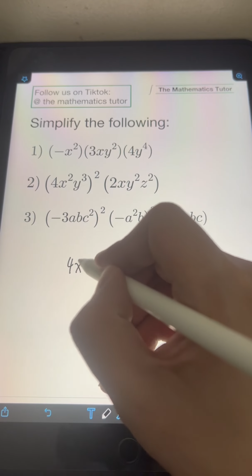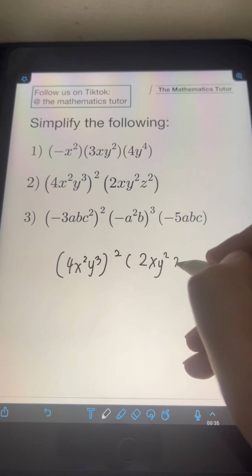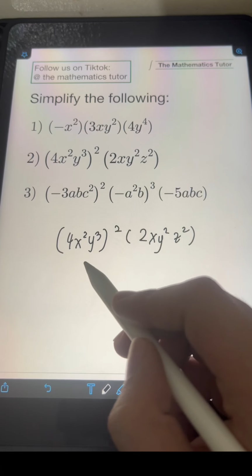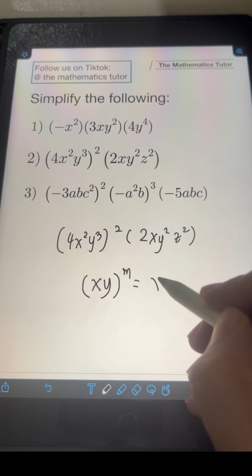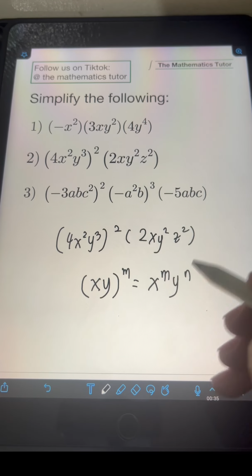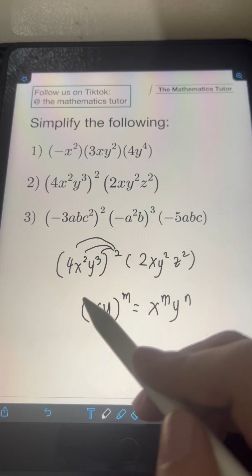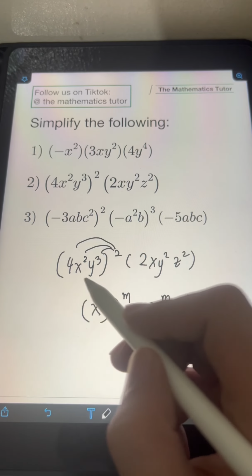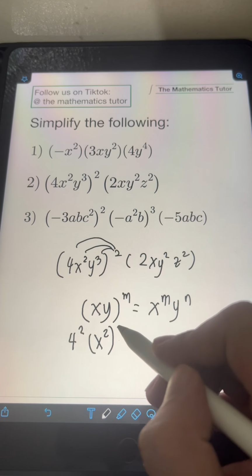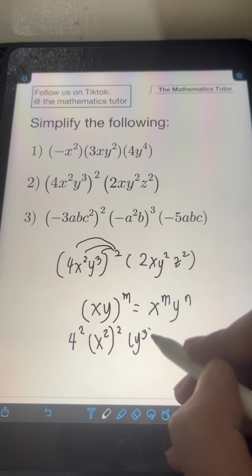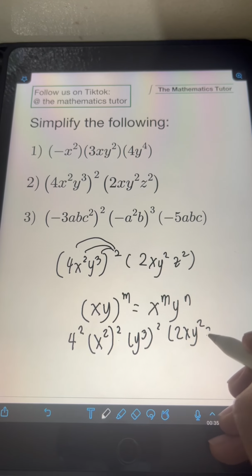Next we have 4x squared y cubed, quantity squared, times 2xy squared z squared. For the first term, we can apply the law of exponent: xy quantity raised to m is equal to x raised to m times y raised to m. So basically, we can distribute the exponent of 2 to every factor in the term. Doing that, we have 4 squared times x squared squared times y cubed squared, then times 2xy squared z squared.